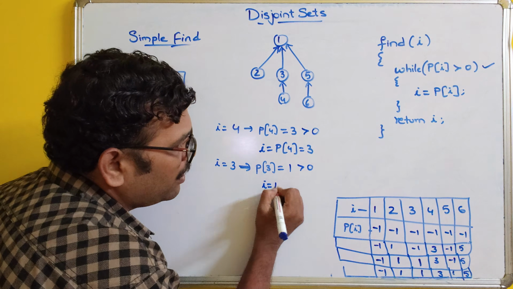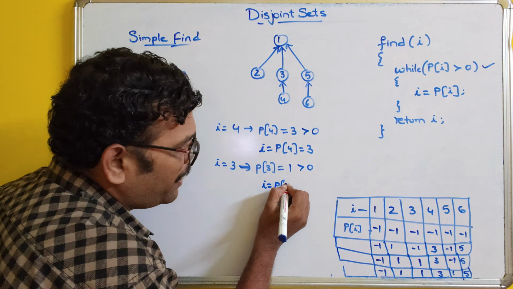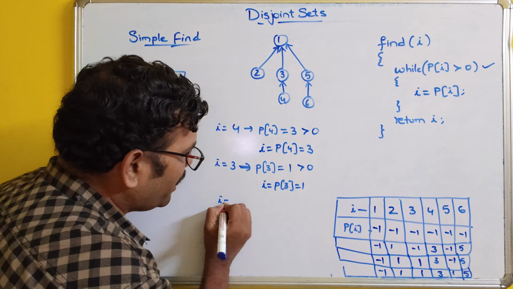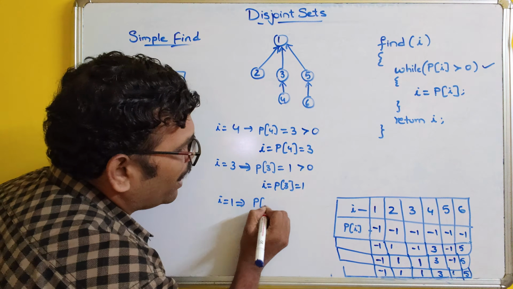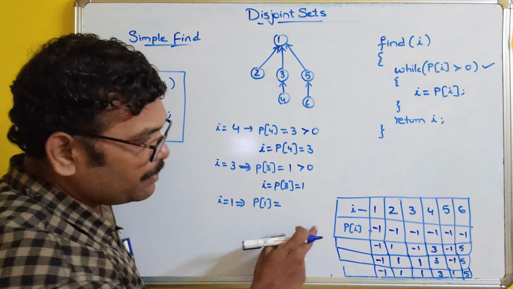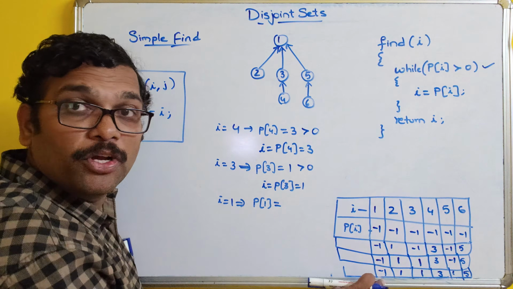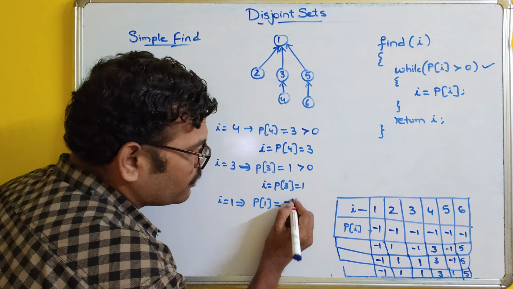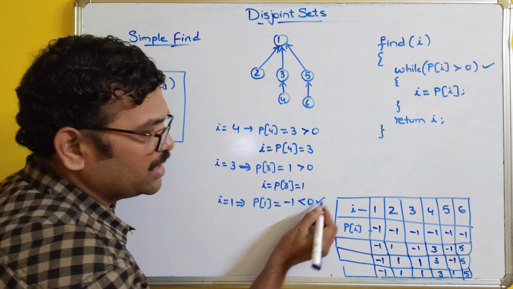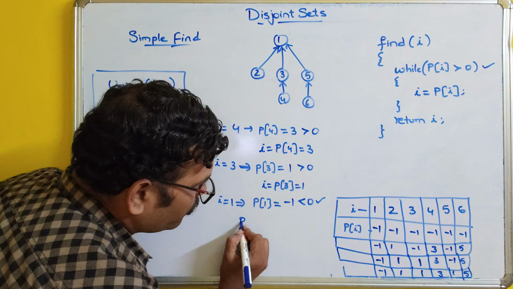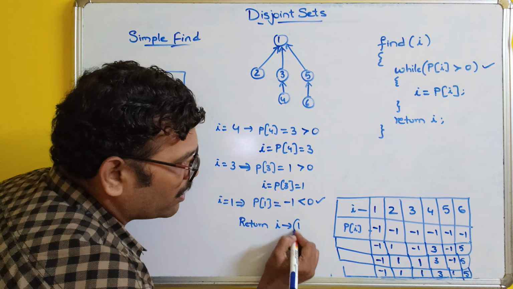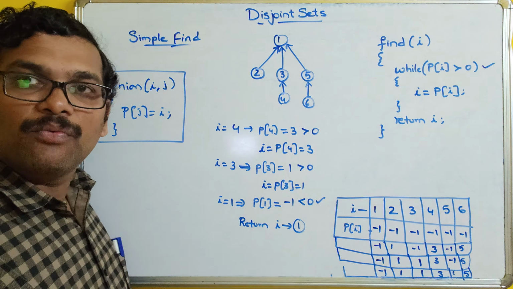So simply set I to the parent of 3, which is 1. Now I becomes 1, and P of 1 is, what's the parent of 1? It's minus 1 because it's a root node, which is less than 0. So we return I. Return I means it's 1. So 1 is a root node.